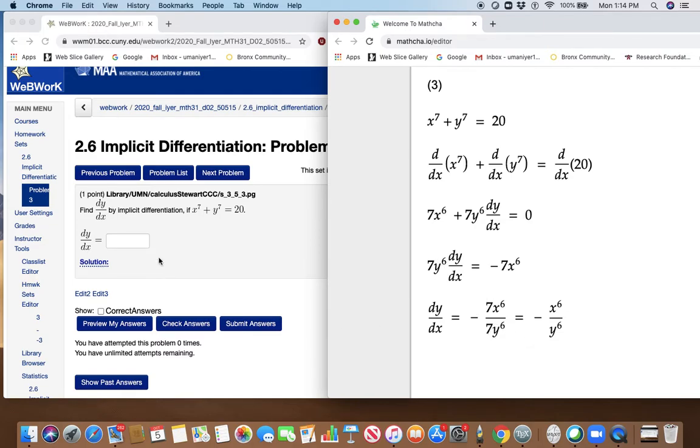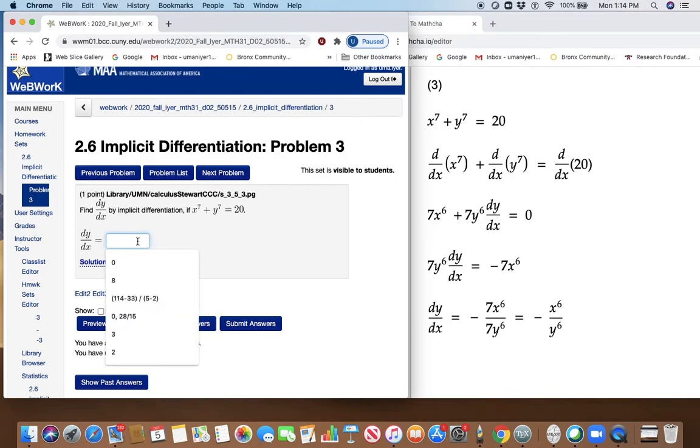7's cancel, negative x to the 6th over y to the 6th. Remember to use parentheses for numerator and denominator.